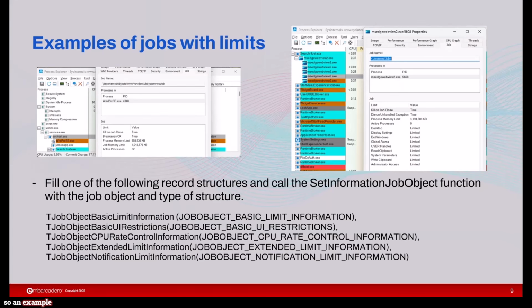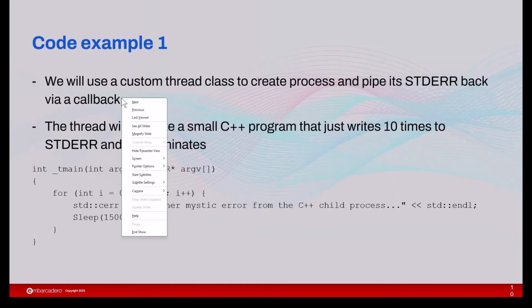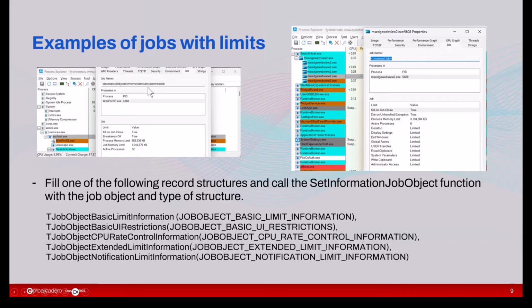So, an example of jobs with limits. Here I've shown that the first one would be the WMI provider subsystem host job. Here you see that there's a job memory limit of a gigabyte of memory. There's a process memory limit, and there can be up to 32 active processes.